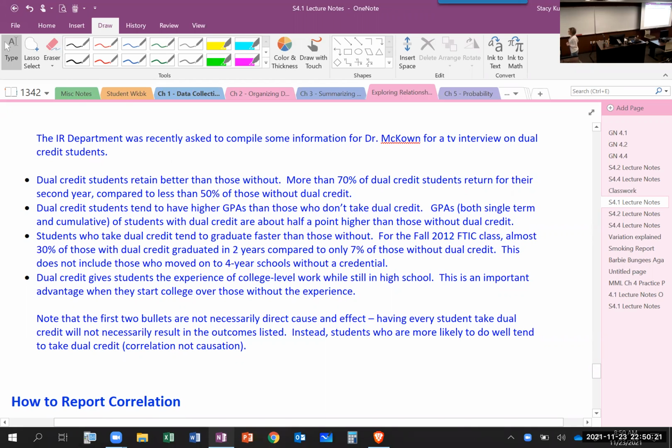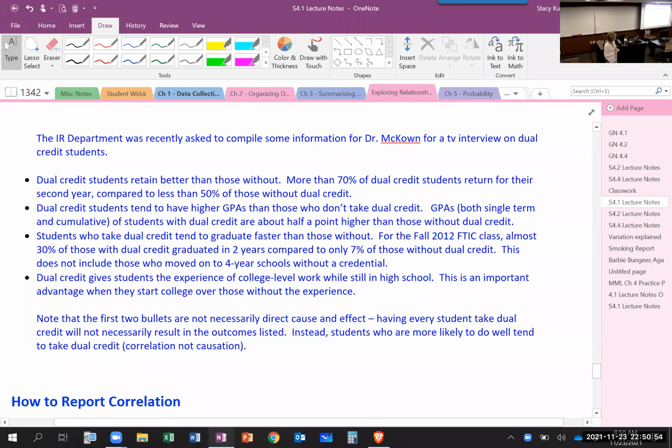Dual credit students retain better than those without. So when we say retain, we talk about staying in school and not dropping out before your completion. More than 70% of dual credit students return for their second year, compared to less than 50% of those without dual credit. These were the numbers that we were getting at this time. Dual credit students tend to have a higher GPA than those who don't. GPAs of students with dual credits are about a half a point higher than those without.